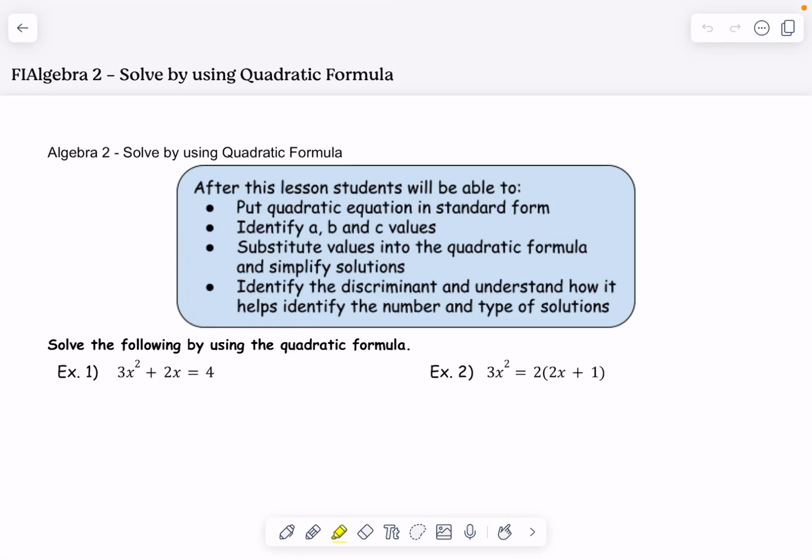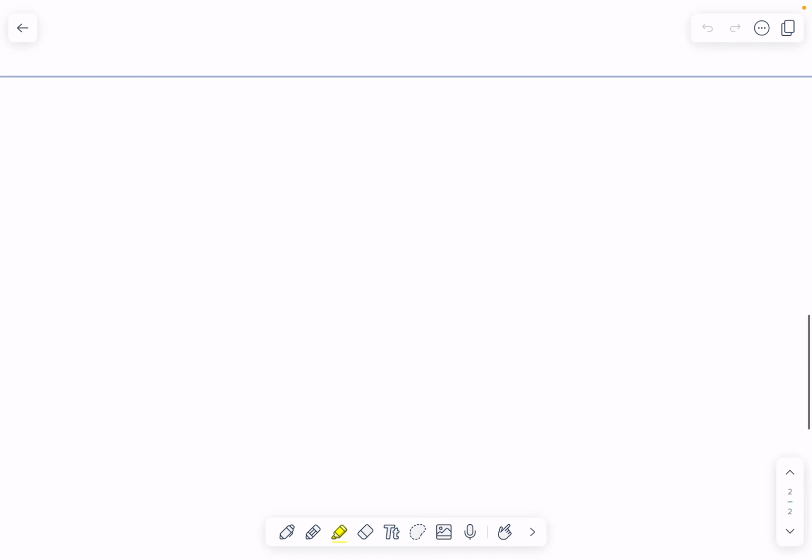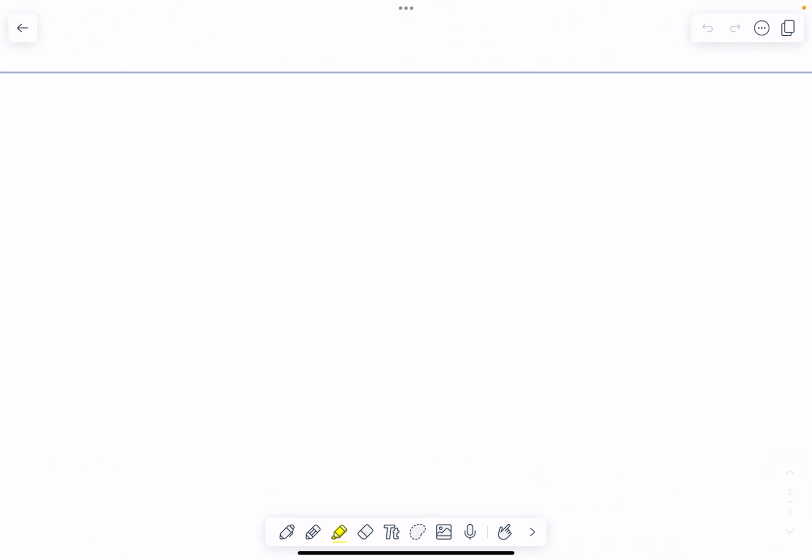We'll be talking about solving using the quadratic formula. Now, the cool thing about the quadratic formula is it's basically all of the steps for completing the square in one step, then simplify. So I need to show you that first.